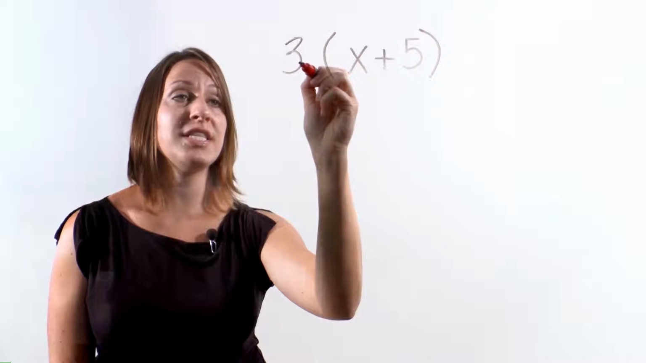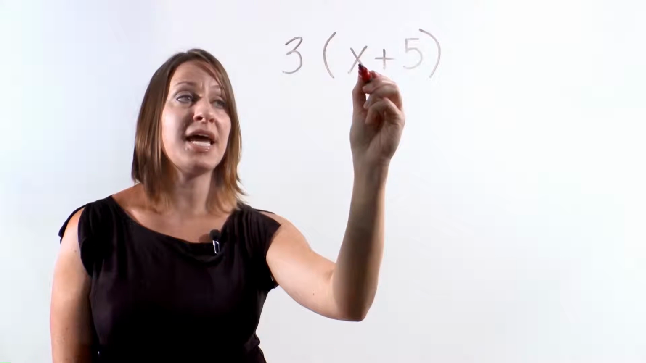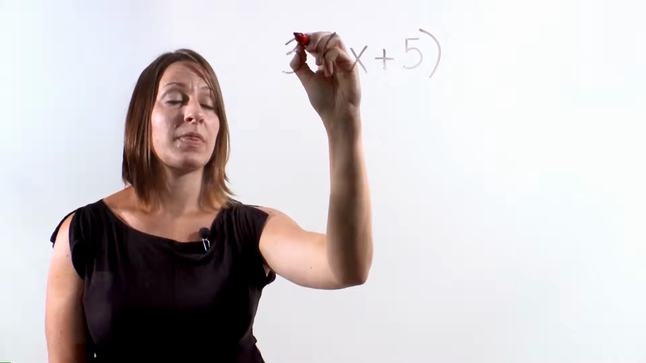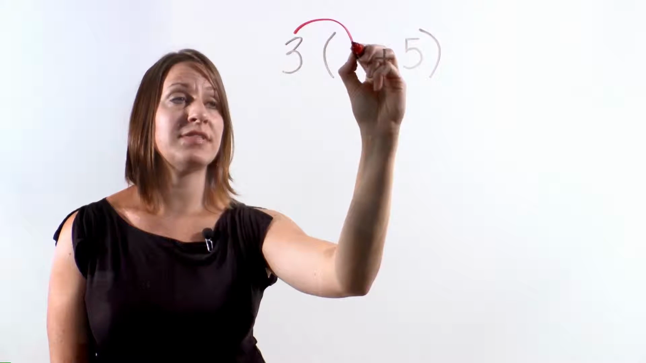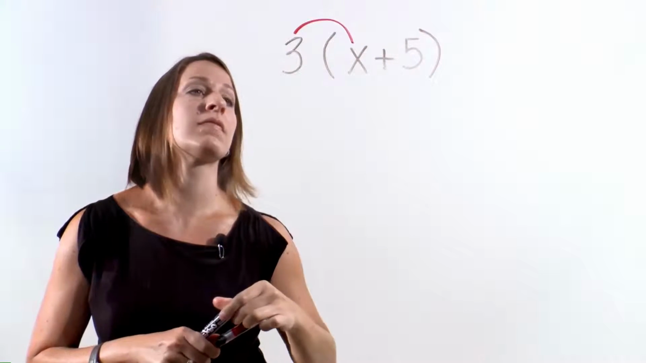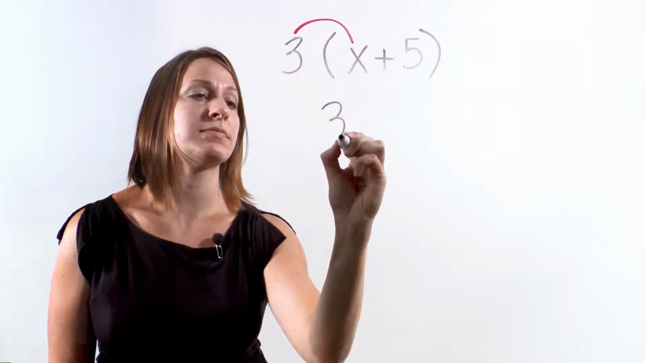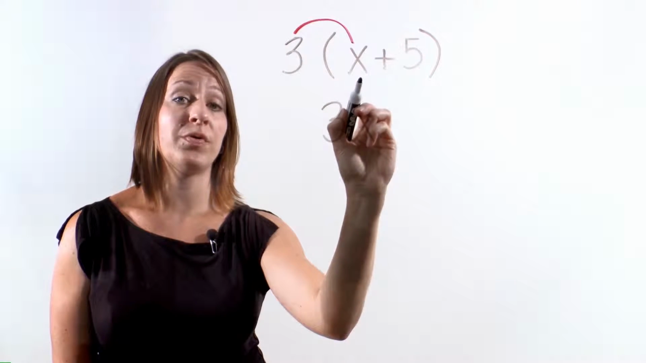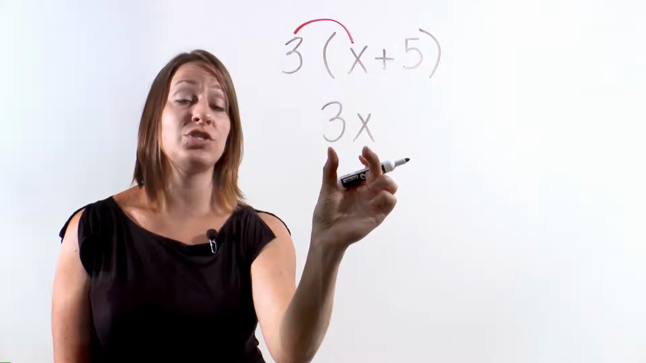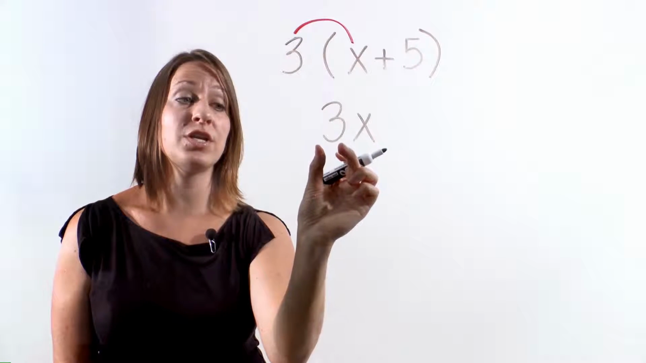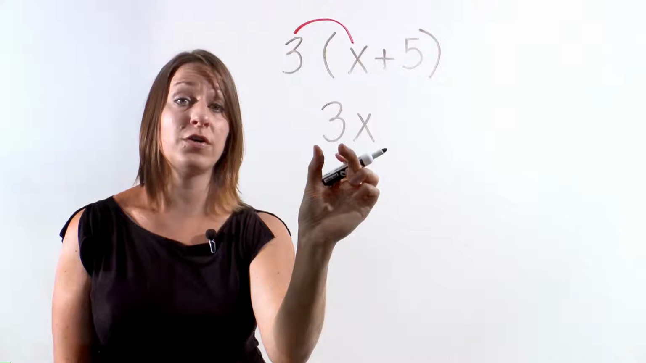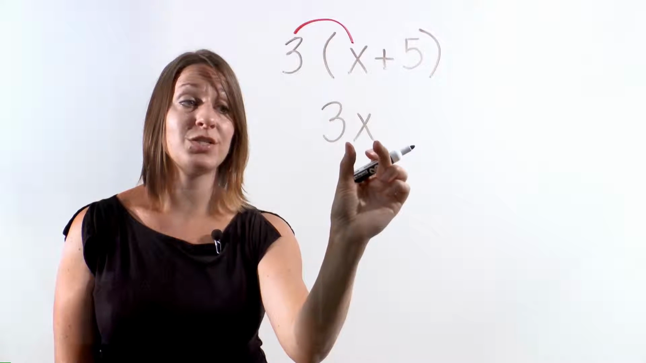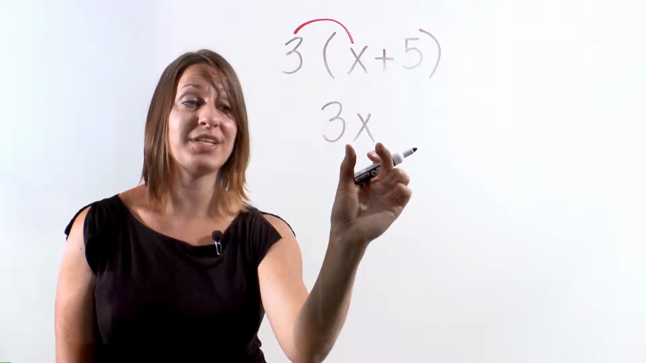We are going to take the 3 on the outside and multiply it by the x, and we're going to multiply it by the 5. 3 times x is 3x. When you're multiplying a number by a variable, they really don't mix, and so what you do is you just sit them next to each other. You're going to put the number, which is called the coefficient, first, followed by any variable in alphabetical order. Because we only have an x, that's the only one that's going to sit there.